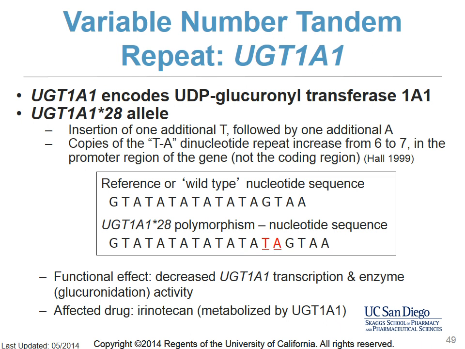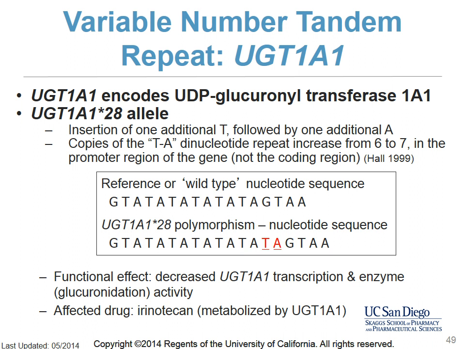Next, we will move beyond the SNP to consider polymorphisms which involve more than one nucleotide. The first type is the variable number tandem repeat. Our example is the UGT1A1 gene, which encodes UDP glucuronyl transferase 1A1. The promoter region of this gene contains a series of 6 tandem repeats of the dinucleotide sequence TA. The UGT1A1 star 28 allele contains 1 extra TA dinucleotide, bringing the number of repeats to 7.